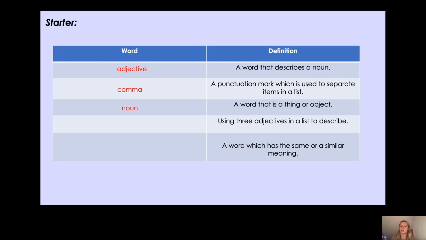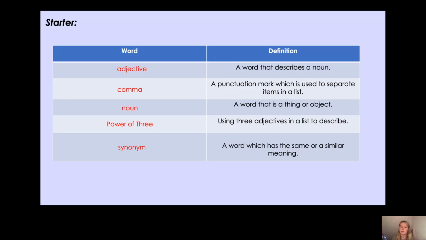Okay, the next one, using 3 adjectives in a list to describe. Now, we use 3 adjectives to describe Mr. Fox's personality and Farmer Bean's personality. But what was this called? Yes, fantastic. It was called a power of 3. Okay, and the last one, a word which has the same or a similar meaning. So we looked at the words brave and sly, and we thought of other words which meant the same thing or similar. Now, what were these called? Ah, yes, they were called synonyms, weren't they? So therefore, the last word for the definition is synonym.